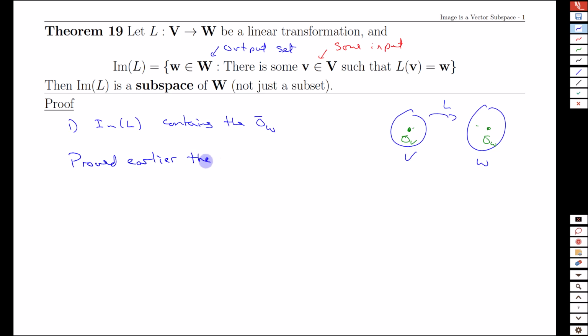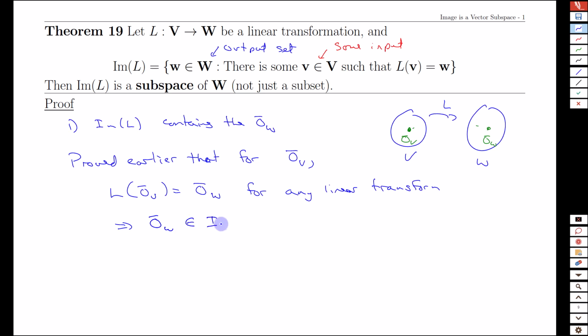that for the 0 vector in the input space, the transform of that is going to equal 0 in the output space for any linear transform. And therefore, there is an input that maps to the output 0 value. So 0 is an element of the image of L. So we're asking, is the image of L a subspace? Well, that subspace has to contain the 0 vector, and it does.